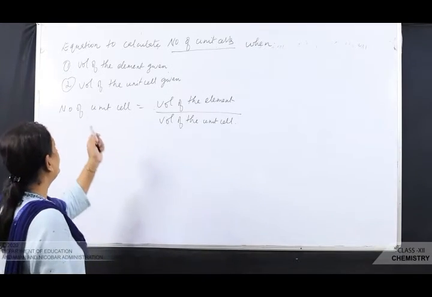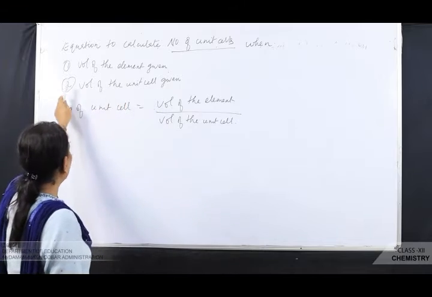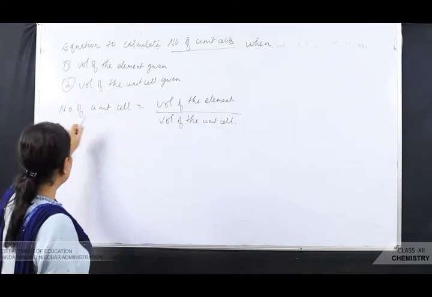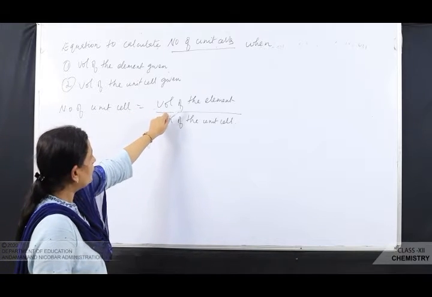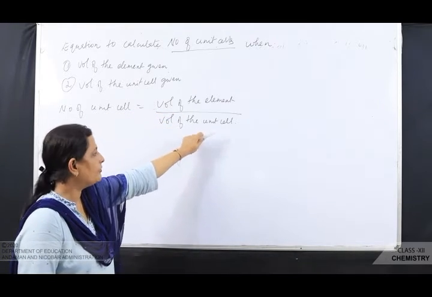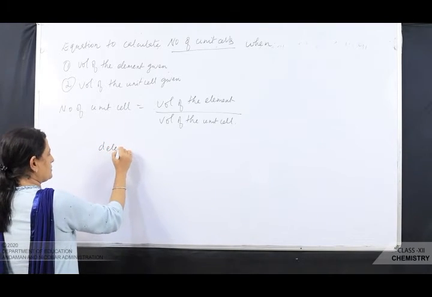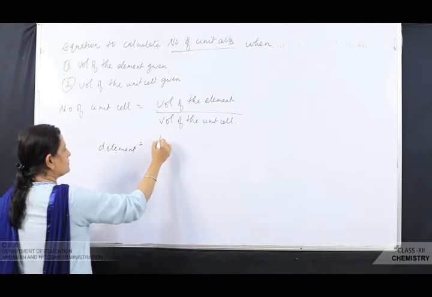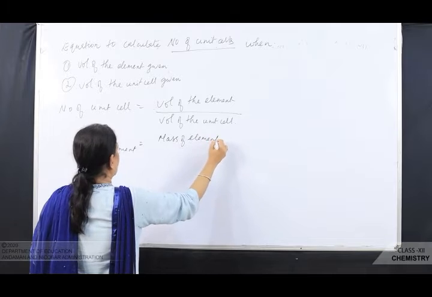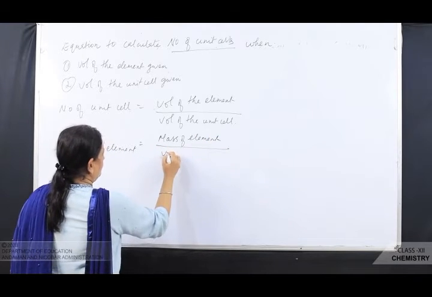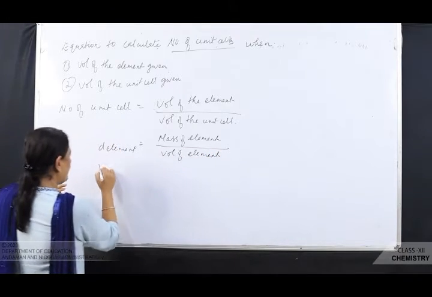Now see what I have written here: the equation to calculate the number of unit cells when the volume of the element is given and the volume of the unit cell is given. So directly you can use it this way: number of unit cells is equal to volume of the element divided by the volume of the unit cell. And what is the volume of the element? What is the density of the element? Density of element is equal to mass of element divided by volume of element.